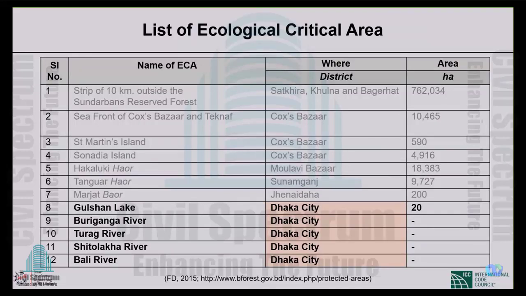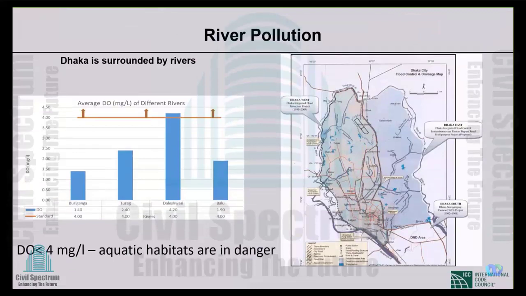One is the Gulshan Lake, and all the others are the perennial rivers of Dhaka city, like the Buriganga, Shitalakshya, and Balu River, which are already in danger. Why is it in danger? I'm going to show you one example.